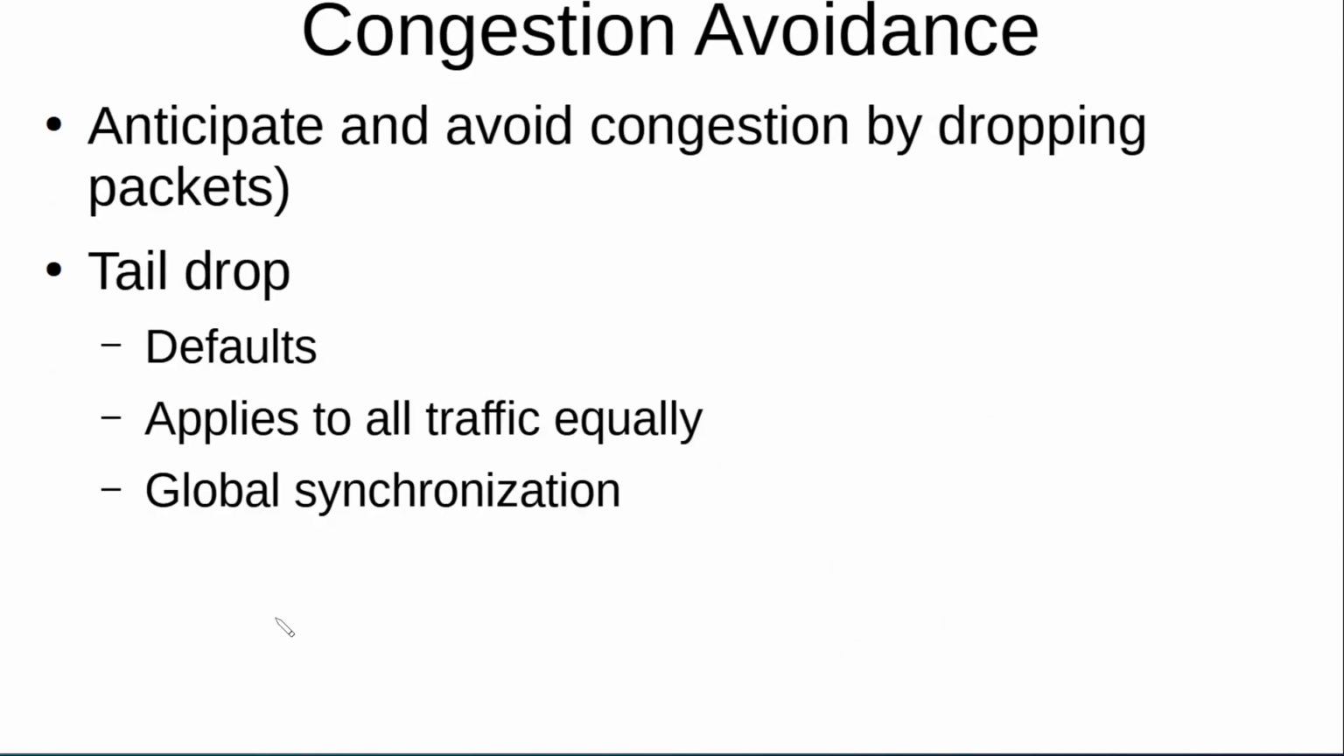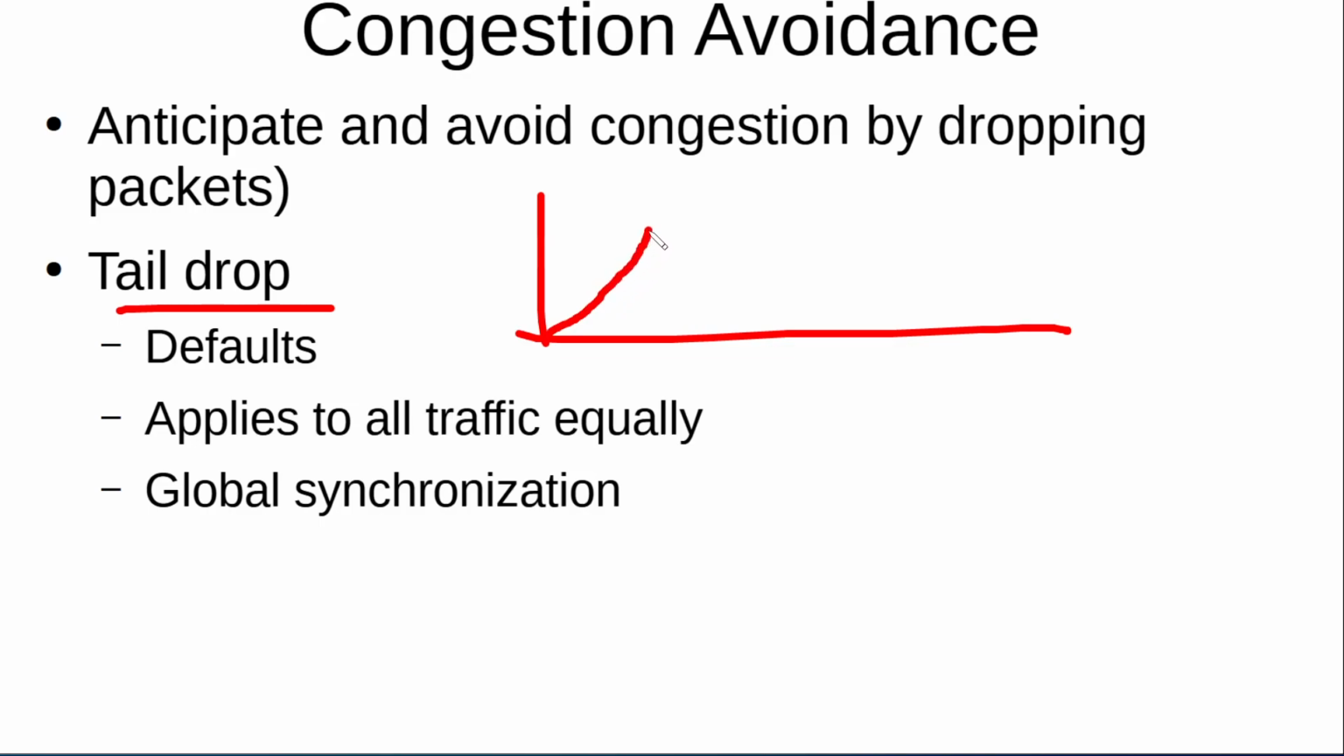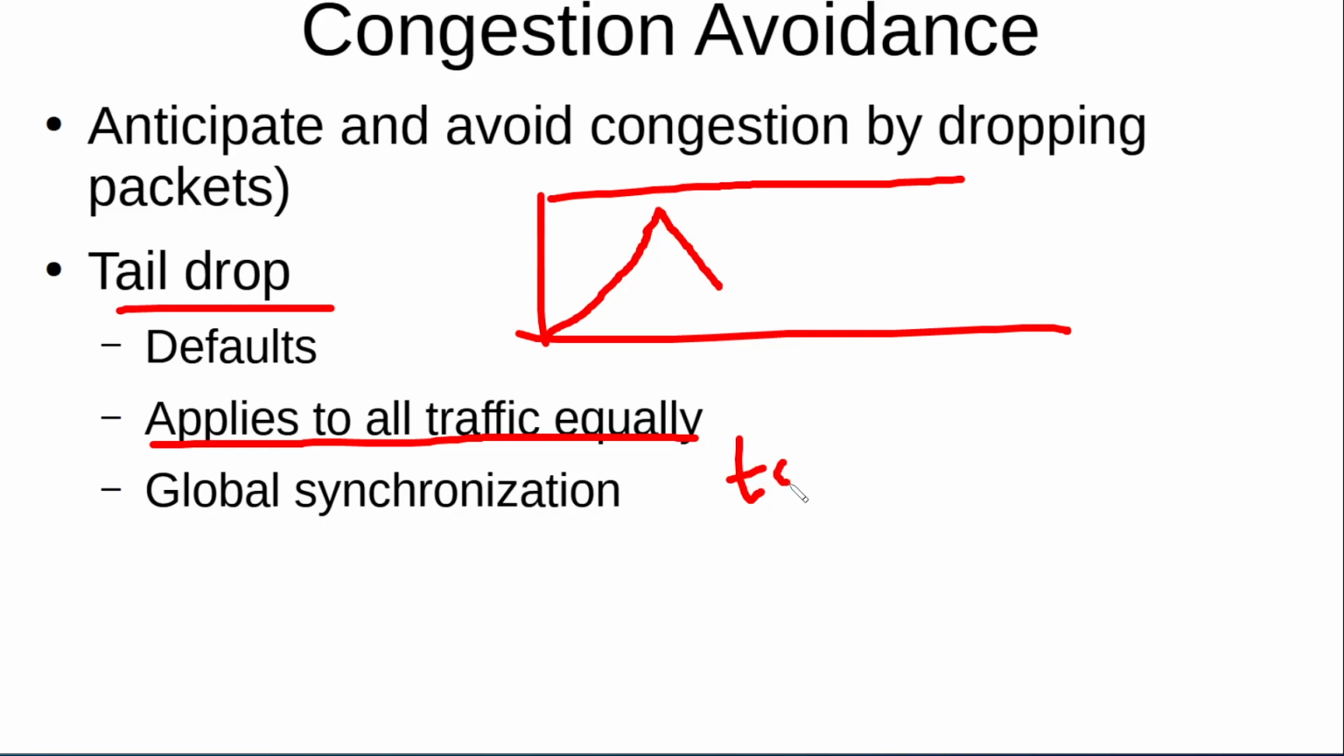Now, how about congestion avoidance? In order to avoid congestion, the router can drop packets. So if the rate increases as time goes by, the router will drop packets using tail drop, but they will apply this drop to all traffic equally, to all flows. So what you will see is that all packets get dropped from all flows, and then something funny will happen.